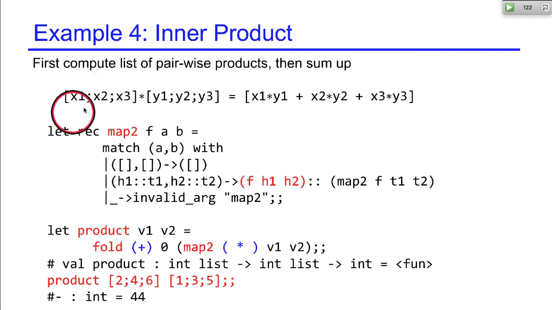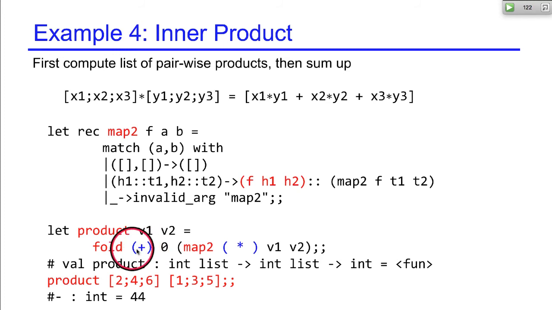That will do x1 times y1, x2 times y2, x3 times y3. Now, how do you add all of them together? That's fold, right? Fold takes a list and then adds all of them together. This whole function will be this: product of v1 and v2. v1 is here, v2 is here. That is, I'm going to fold it.